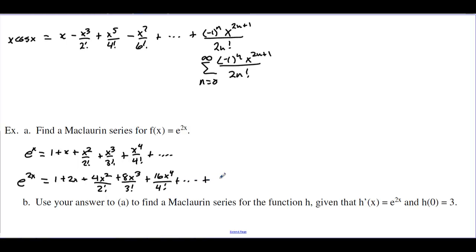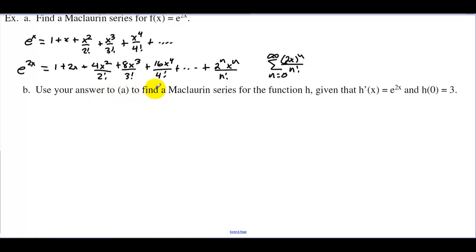Let's try to get the general term. And that is going to be, if we start at 0, 2 to the n, x to the n over n factorial. In summation notation, we have n equals 0 to infinity of 2x to the n over n factorial.